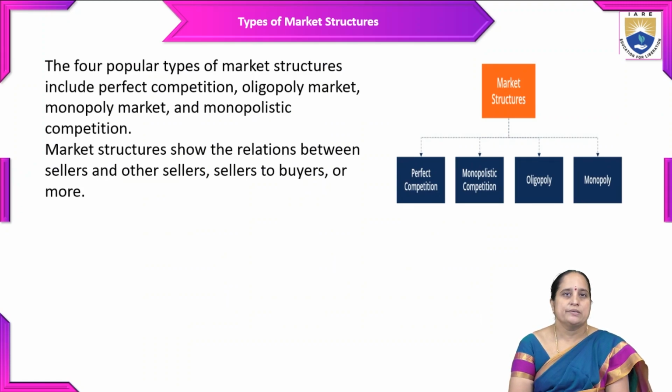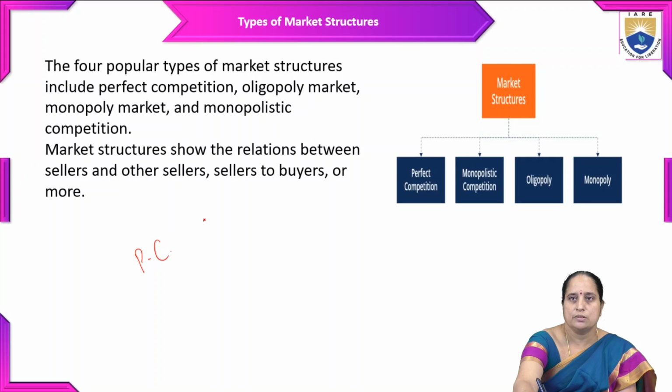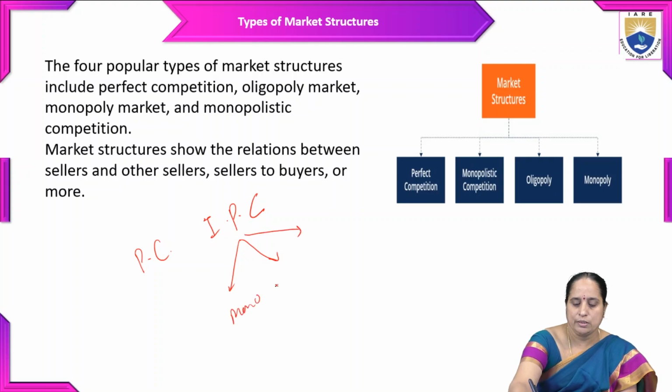Then coming to the types of market structures. Basically we have four types of market structures, which include perfect competition, oligopoly market, monopoly market and monopolistic competition. Market structures show the relations between sellers and other sellers, and sellers to buyers. Based on the type of competition, we have divided them basically into two types. One is perfect competition, another one is imperfect competition. Imperfect competition is further divided into monopoly, duopoly, oligopoly and monopolistic competition.